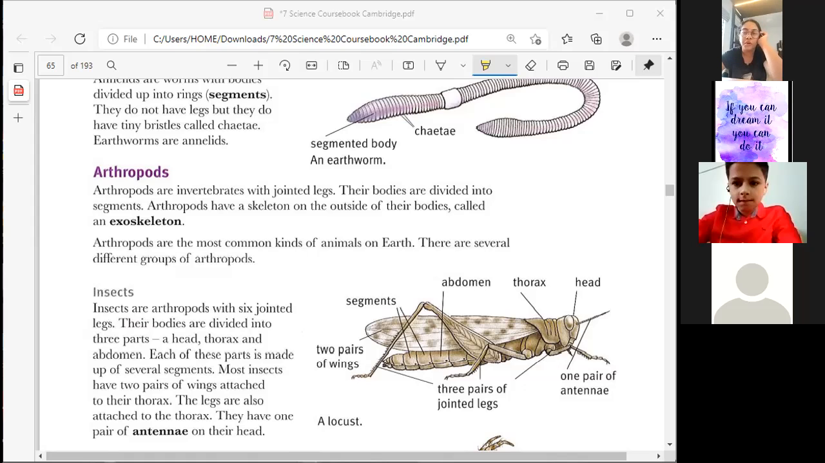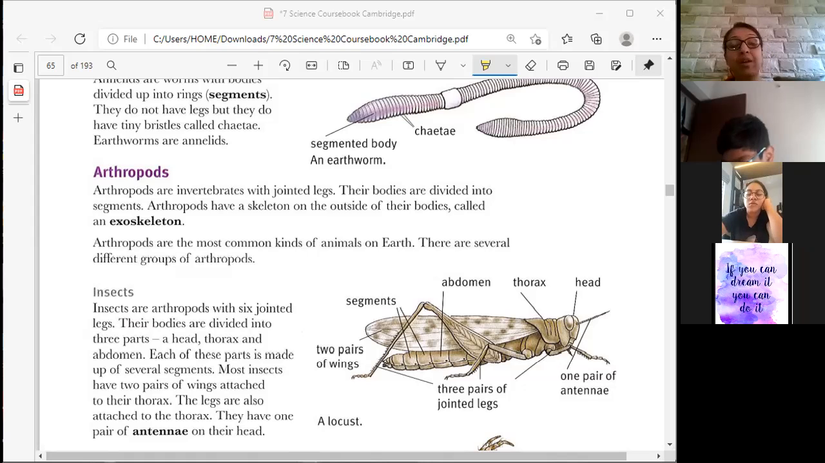Okay. So we are going ahead and we say each of these parts is made up of several segments. You remember we were talking about segments in annelids where we said rings were there. Similarly, you can see the segments here also. Can you see the segments here? I will spotlight. See, can you see the segments?